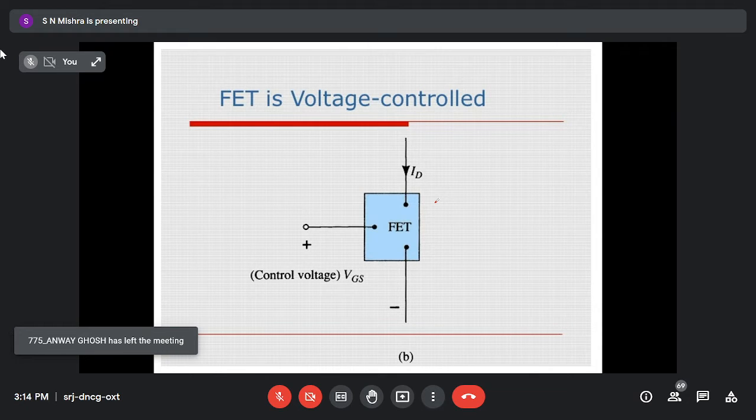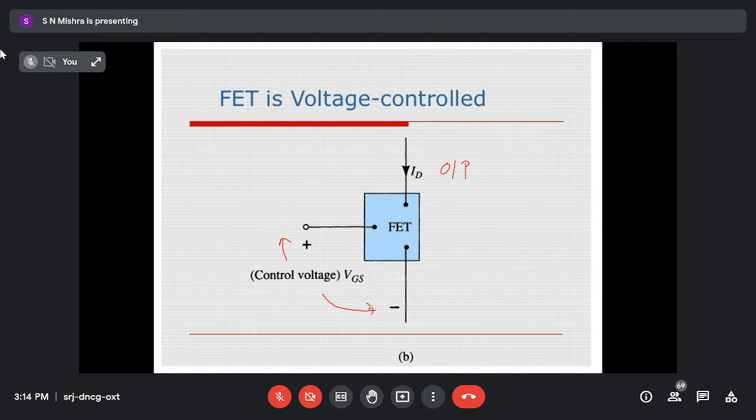So if you see this figure, this ID is my output. Why I have written ID, I'll explain a little bit later. ID means drain current. So this is my output, and input is between these two terminals, which is called gate to source voltage, right? So output current is controlled by input voltage, not input current. That's why these are called voltage controlled devices.